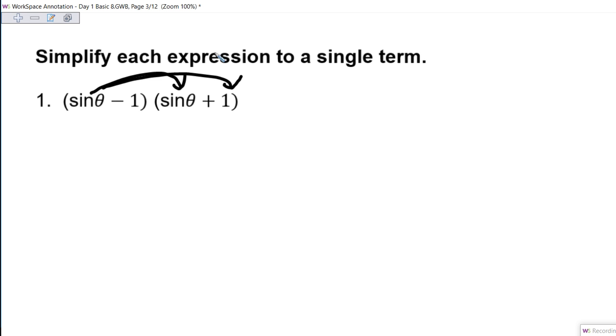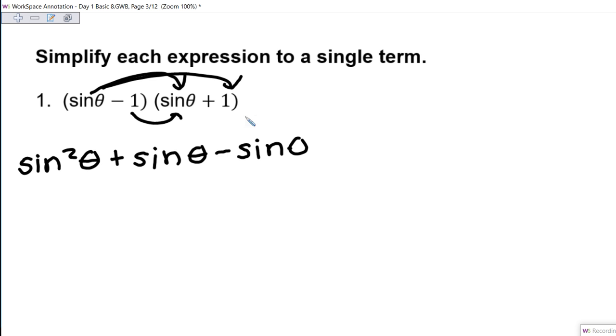I know x times x is x squared, so sine times sine would be sine squared. So this would be sine squared of theta. So sine of theta times sine of theta is sine squared of theta. Now sine of theta times 1 is just sine of theta, so plus sine of theta. Distribute one more time. What's negative 1 times sine of theta? Yeah, negative sine of theta, so minus sine of theta. Then for the last term, it's negative 1 times positive 1. Negative 1, so minus 1 at the very end.